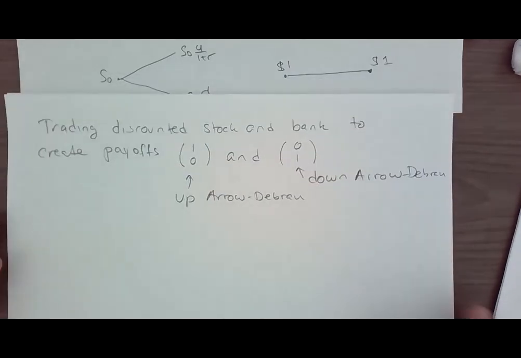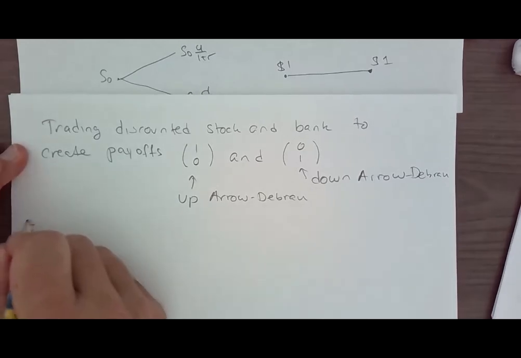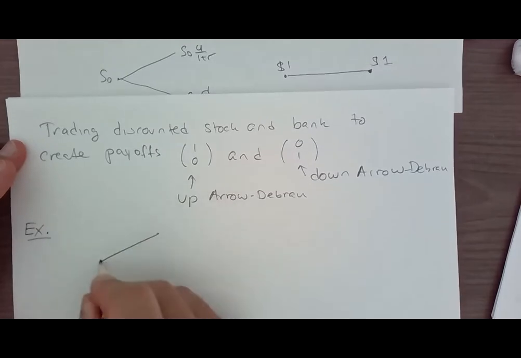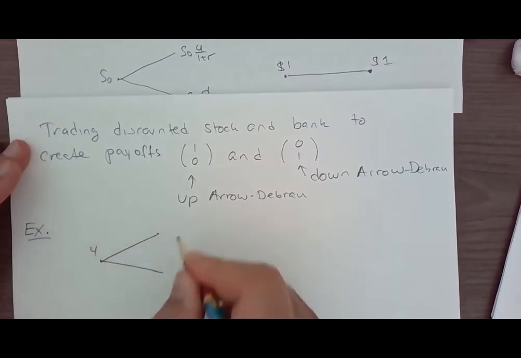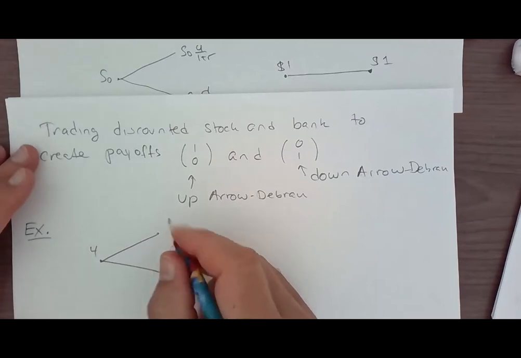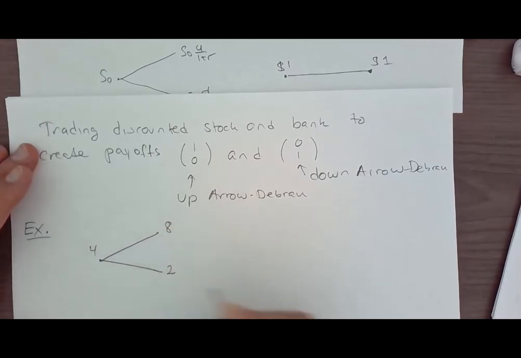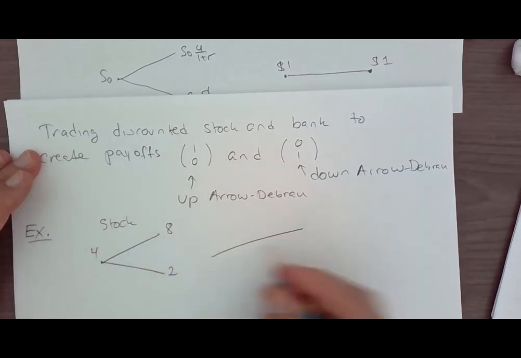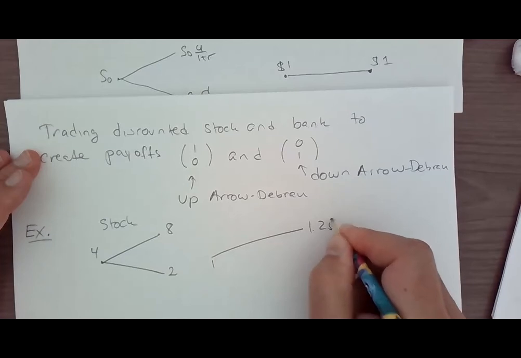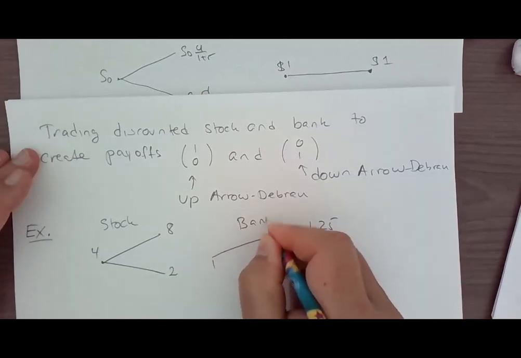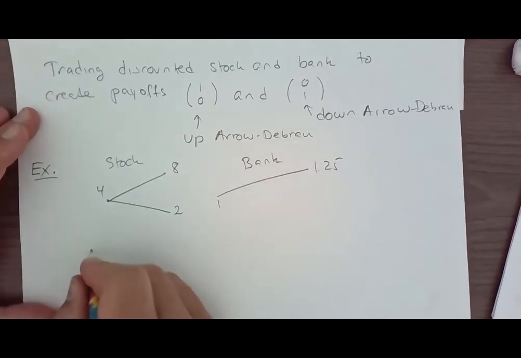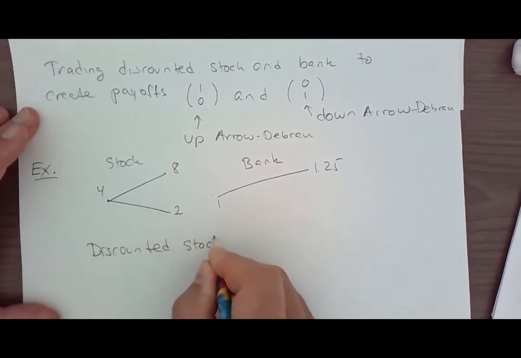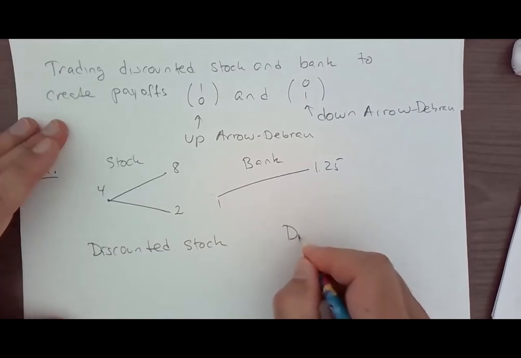Okay, so let's go back to the example and try to do it there. In the example we would have 4, and then we would have 8, and we would have 2. This was the stock. And then we have the bank. This would be 1, 1.25. This was the bank. And now we look at the discounted stock. We look at the discounted bank.